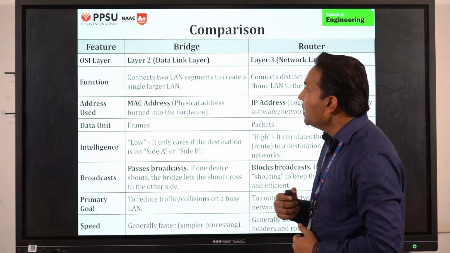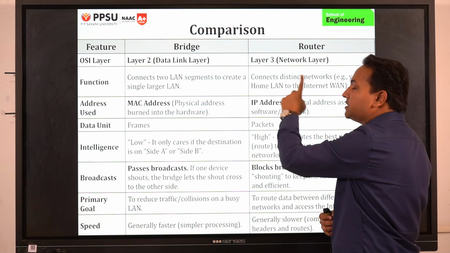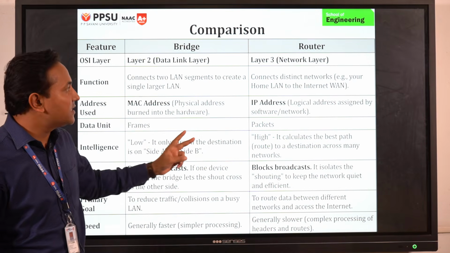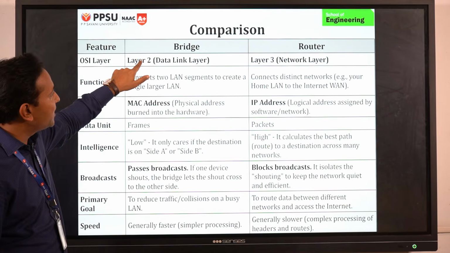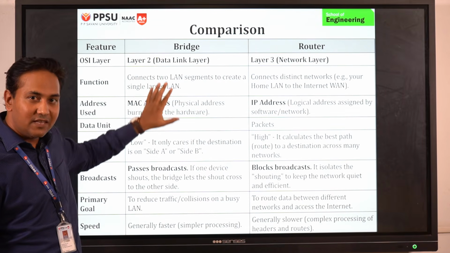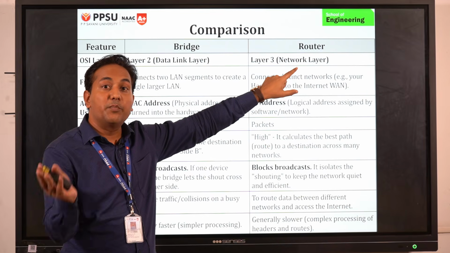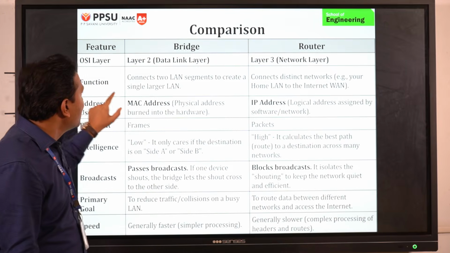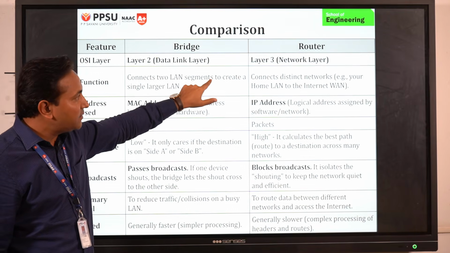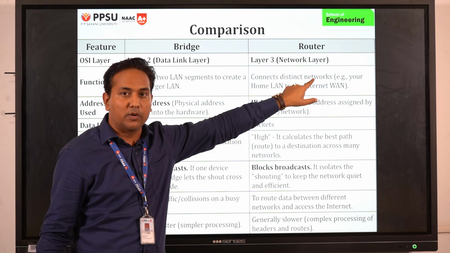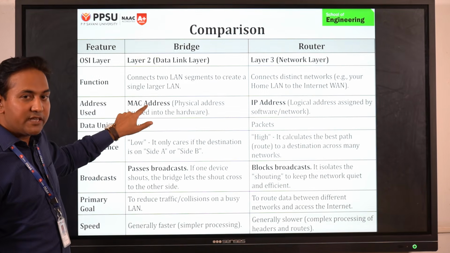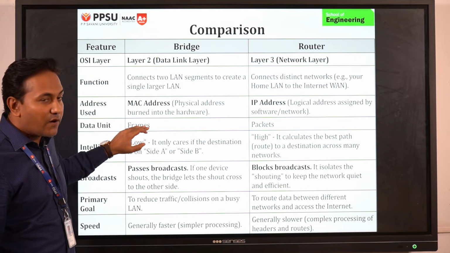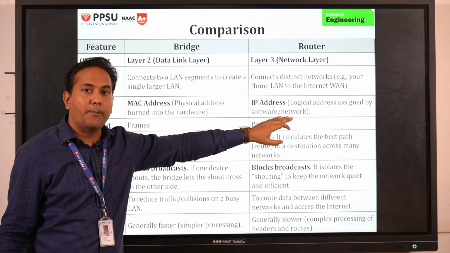Then there is a basic comparison between the bridge and the router, because most of the time we get confused with these two devices. The bridge is a layer 2 device, because it is within the network, and the router is between networks, so it works at layer 3, the network layer. Function: the bridge connects two LAN segments, and the router connects different networks. Address: MAC address is used by the bridge, IP address by the router. Data units are frames for the bridge and packets for the router.